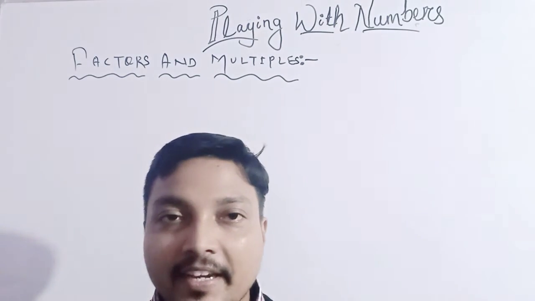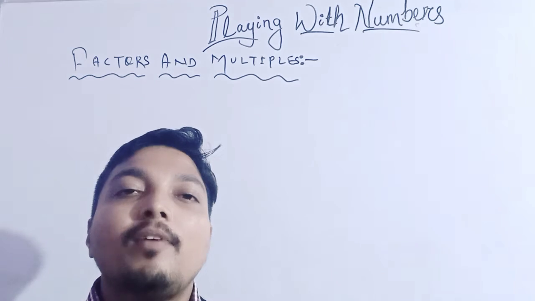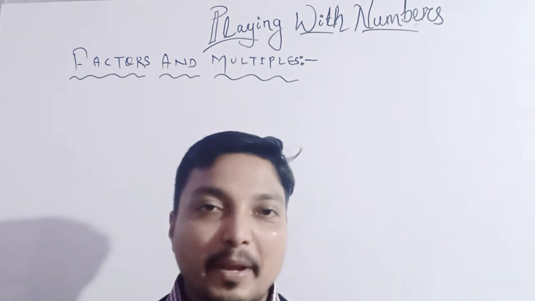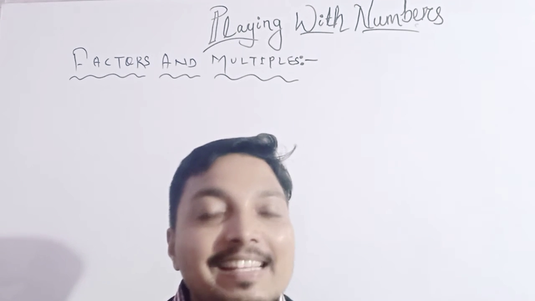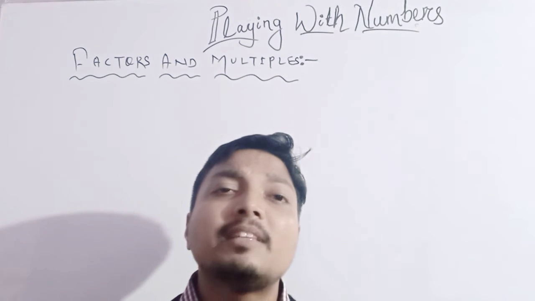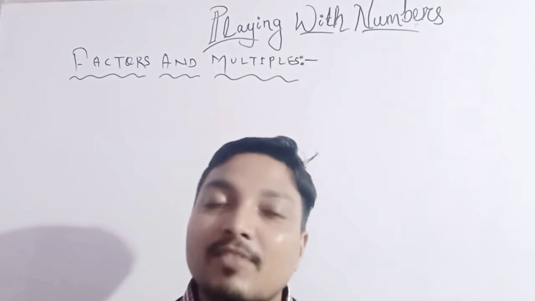In chapter 3, the first topic is factors and multiples of a number. Today we will discuss factors and multiples of a number. Understood or not understood? You just have to see a few examples. From those examples, I want to make you understand the definition of a factor first.